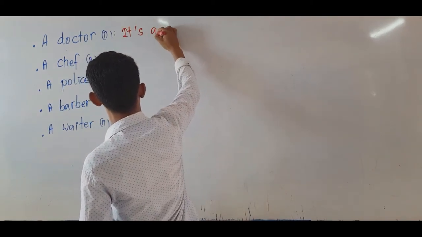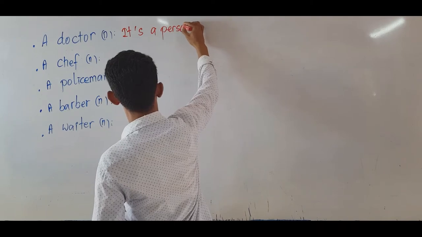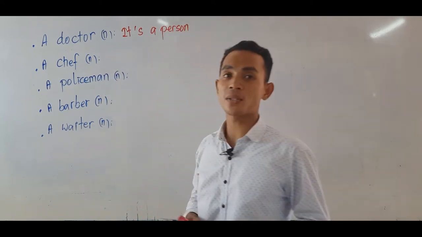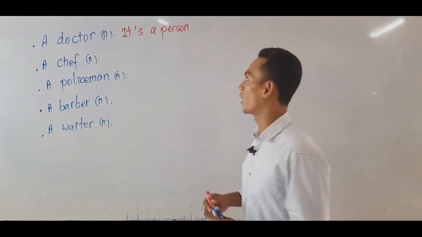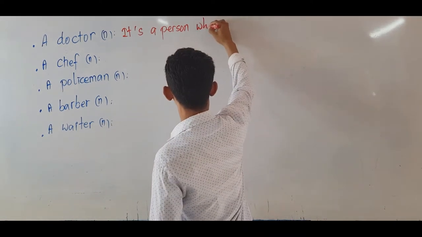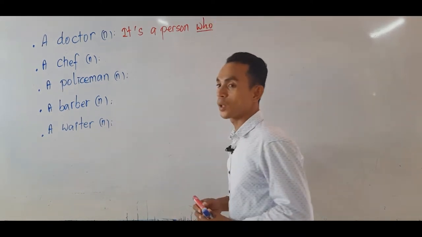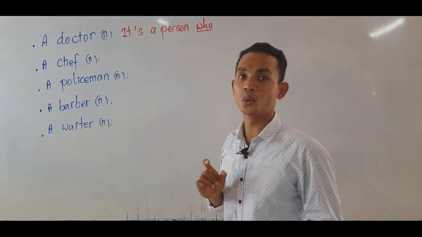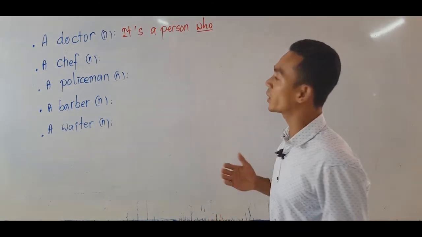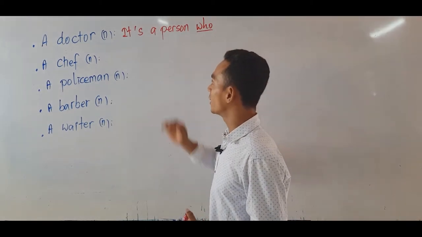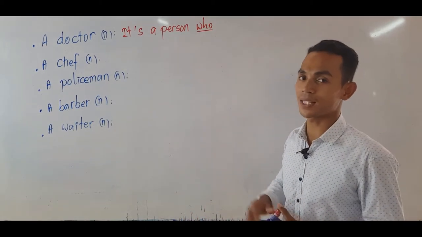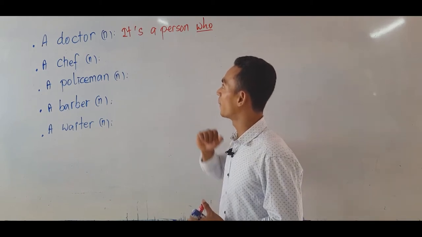It's a person. It's someone, right? It's a person, or it's someone. Pronoun who. It's a person who, it's someone who. A doctor. Just a doctor.